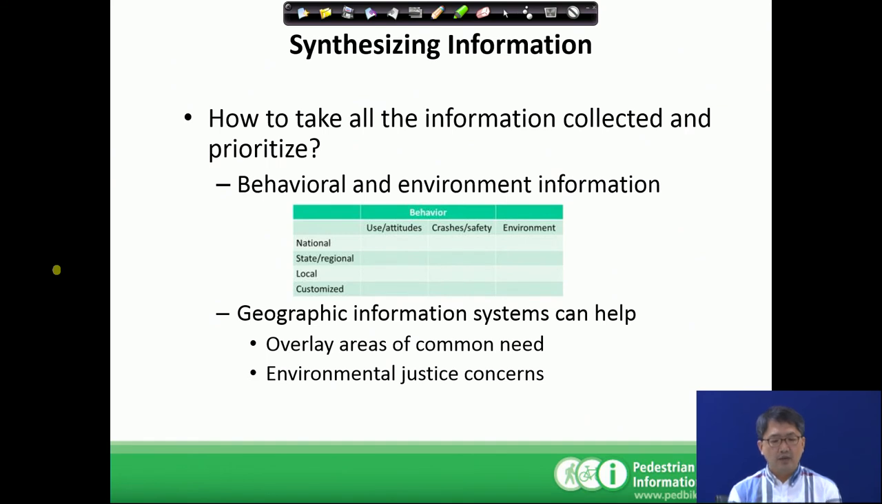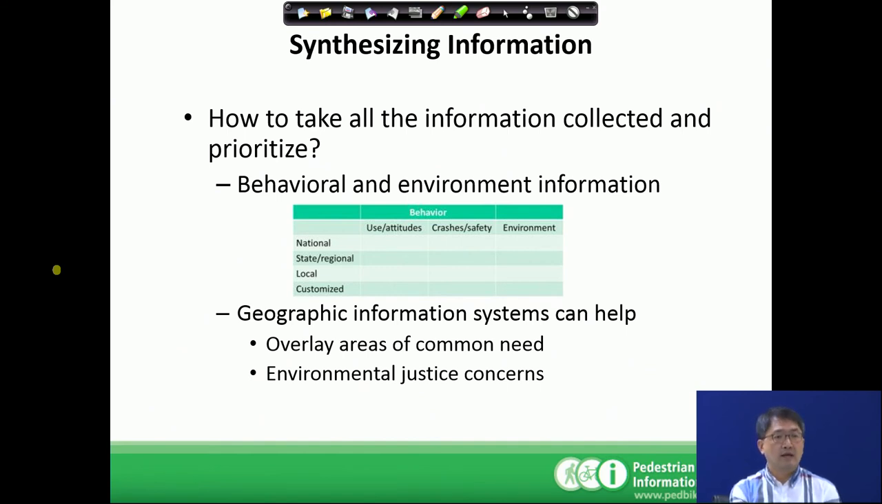So how do we look at these data and make priorities? Looking at the behaviors and environment information is important. So it's national level, state, local, and some custom levels, and usage, crashes, and environment. Obviously, GIS can help to look at these aspects. By overlaying multiple layers of information, you can begin to realize whether there are any hotspots to consider for improvements. You can do this many different ways.